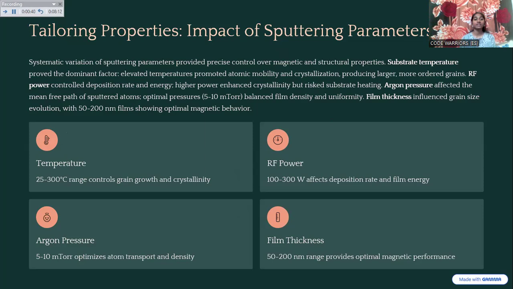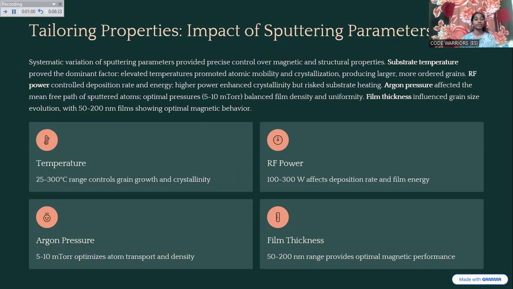Argon pressure affected the mean free path of sputtered atoms. Optimal pressure, 5 to 10 mTorr, balanced film density and uniformity. Film thickness influenced grain size evolution, with 50 to 200 nm films showing optimal magnetic behavior.